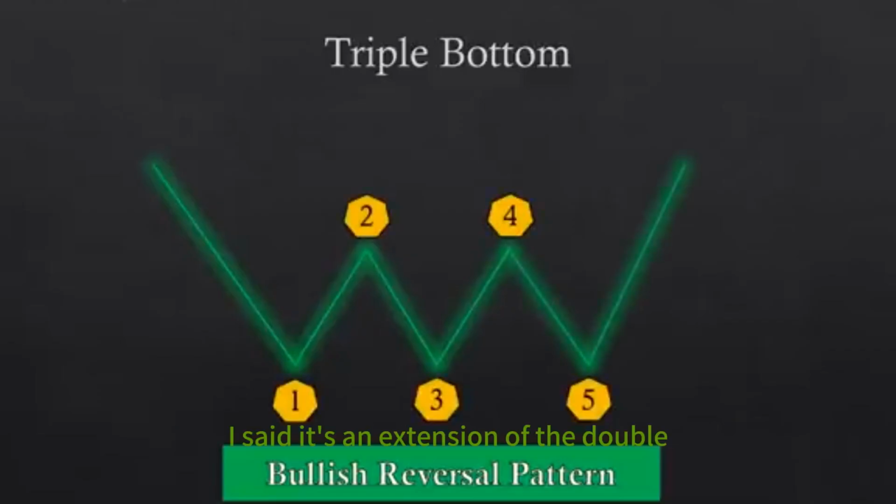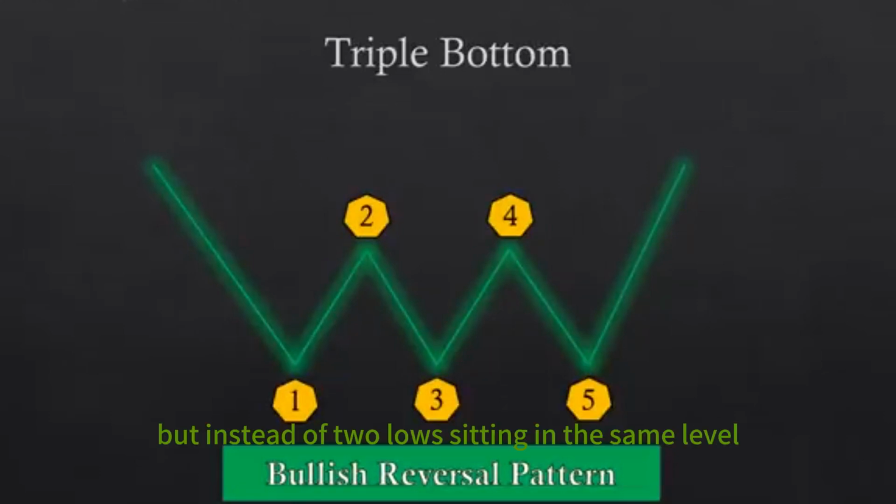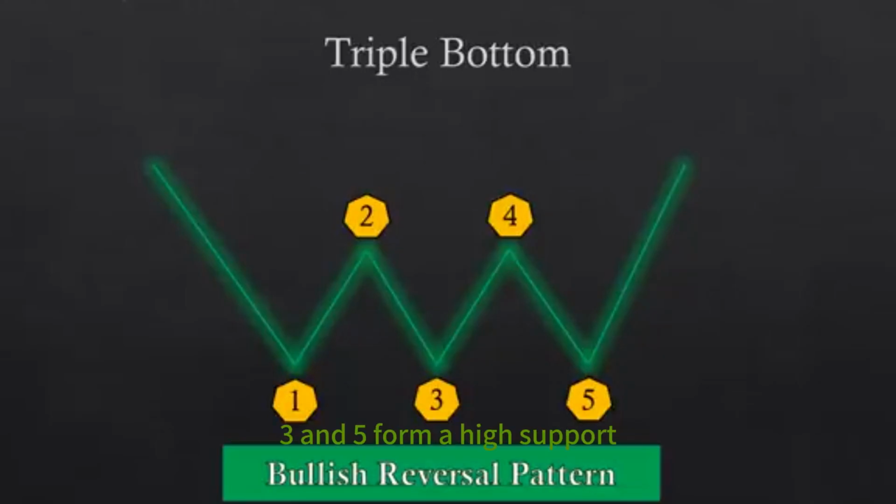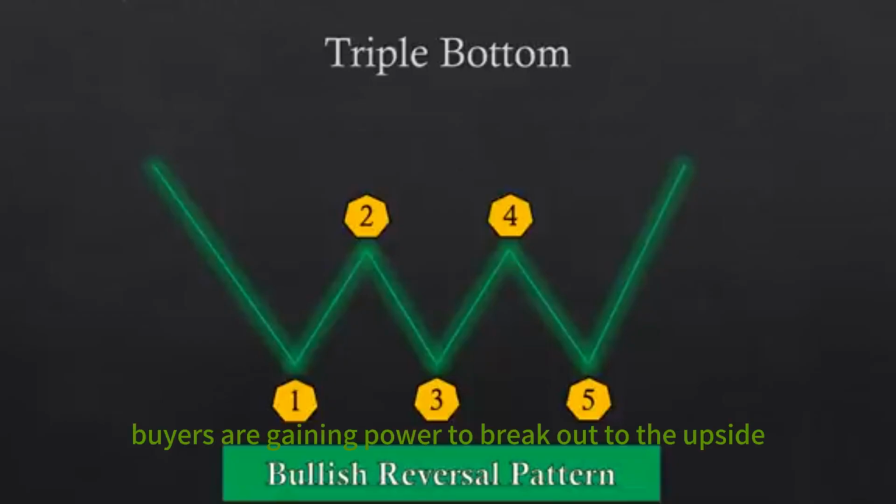I said it's an extension of the double bottom because it's very similar to that pattern, but instead of two lows sitting in the same level, triple bottom has 3 lows sitting at the same price level. In other words, lows 1, 3, and 5 form a nice support, which means that sellers are trying to create lower lows, but they are failing to do so. Meanwhile, buyers are gaining power to break out to the upside.